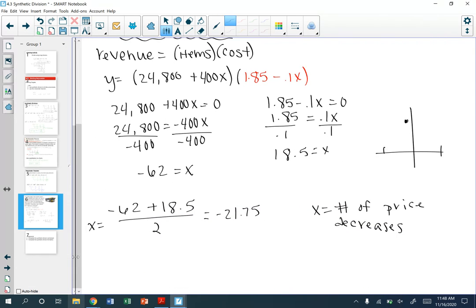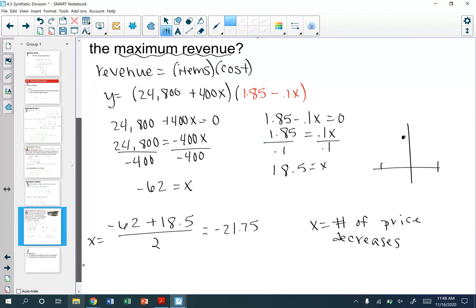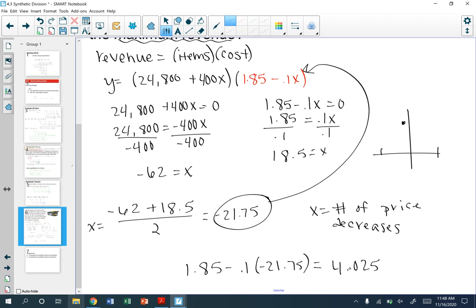Now this question was asking for what fare, or what price, will produce the maximum revenue. So we plug that x into our cost. We get 1.85 minus 0.1 times negative 21.75, and we get 4.025. But since we're working with money, we're going to round to the nearest hundredth, the nearest cent. And that would be $4.03.